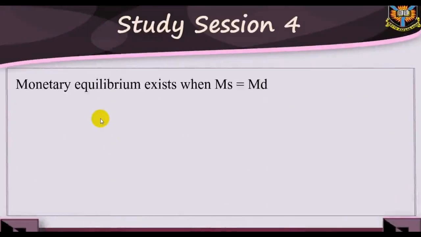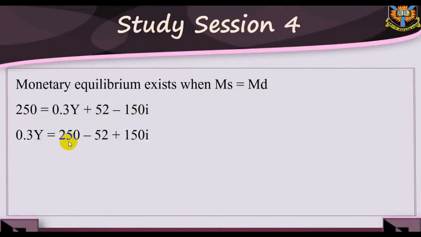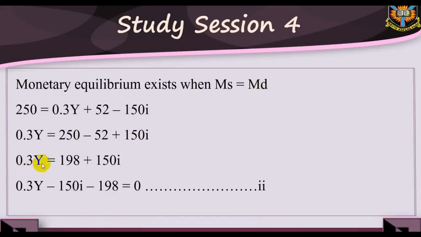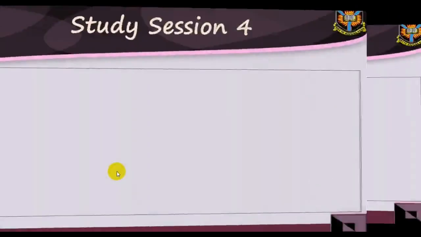Monetary equilibrium exists when MS equals MD. 250 equals 0.3Y plus 52 minus 150i. 0.3Y equals 250 minus 52 plus 150i. 0.3Y equals 198 plus 150i. 0.3Y minus 150i minus 198 equals 0 as equation 2.